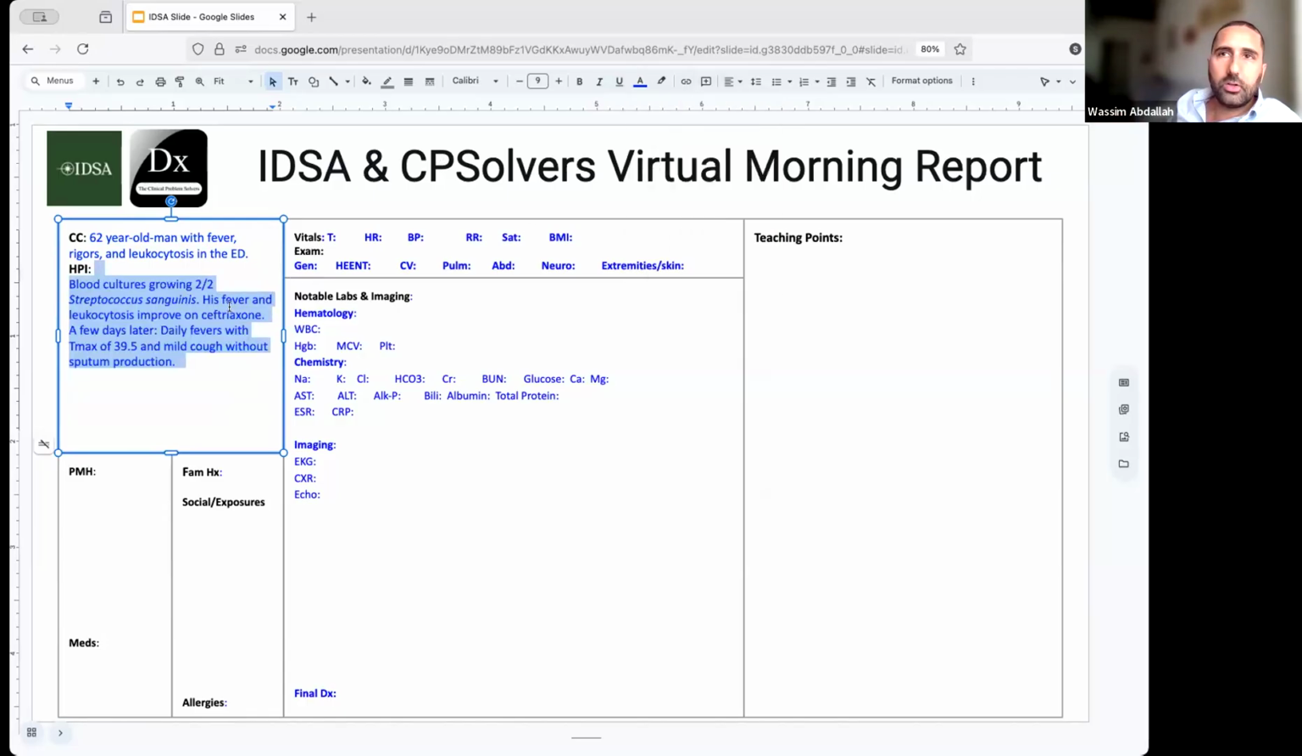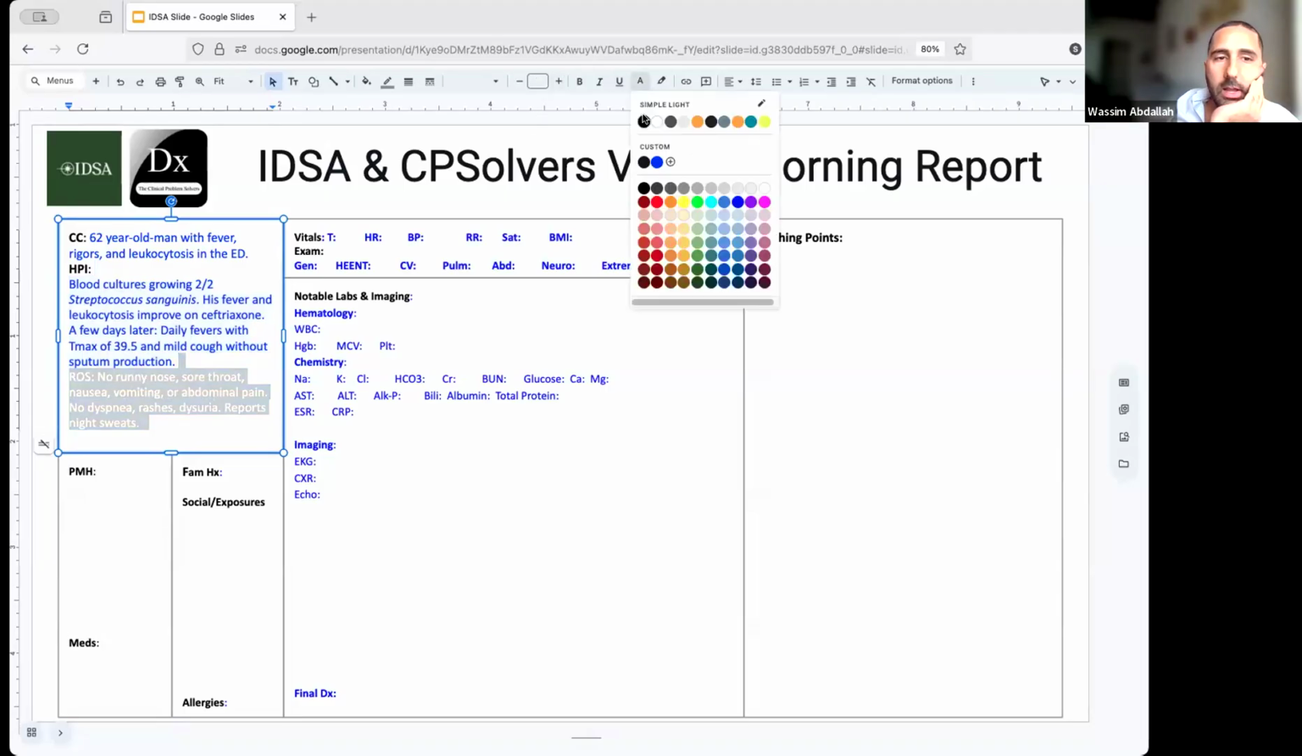Specifically, he denied any runny nose, sore throat, nausea, vomiting, or abdominal pain. No dyspnea, rashes, dysuria, but he does report some night sweats. Of note, this is happening in the month of March.